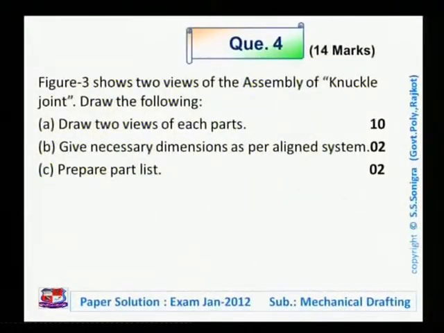Next, question number 4, which is asked for 14 marks. Shows 2 views of the assembly of knuckle joint. Draw the following. Draw 2 views of each part. Give necessary dimensions as per aligned systems and prepare a part list.